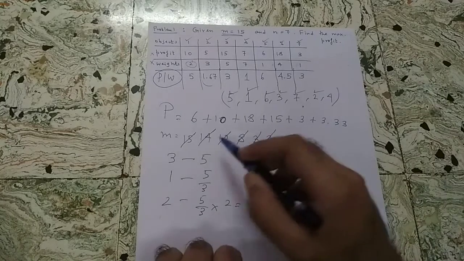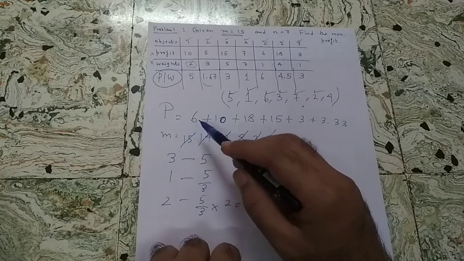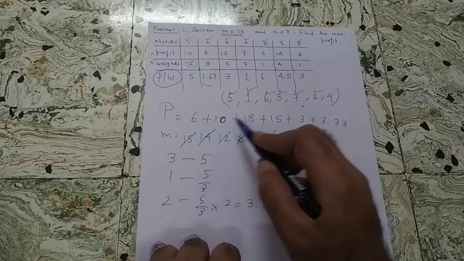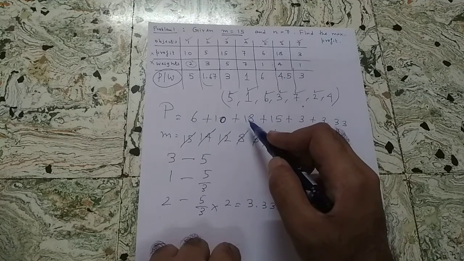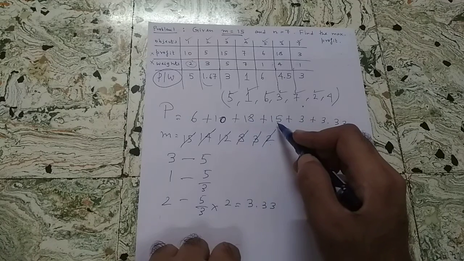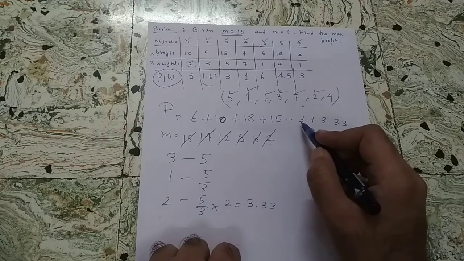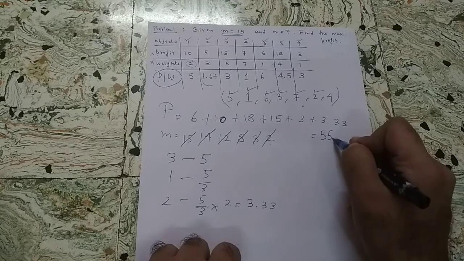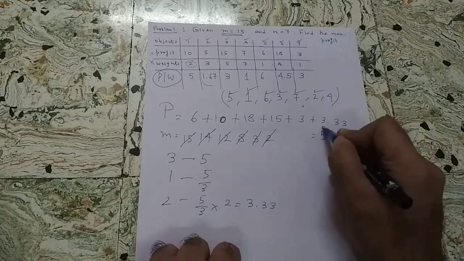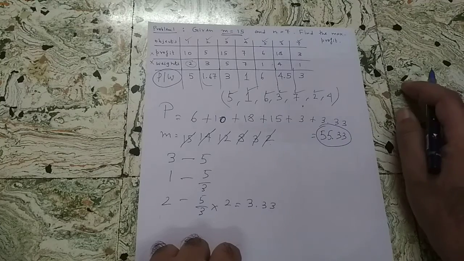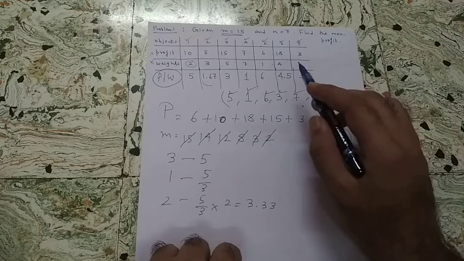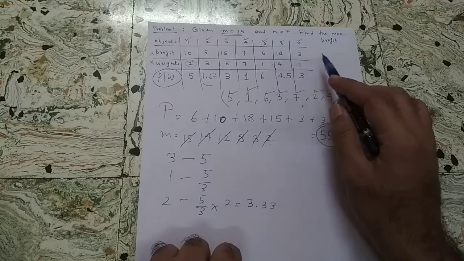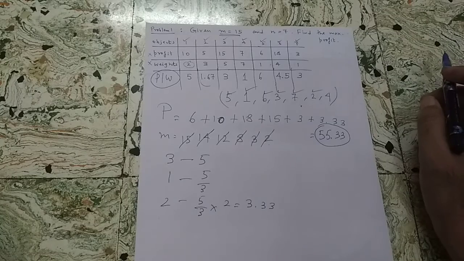Okay, so if we sum up these values, what should we get? We get 6 plus 10, 16, plus 18 comes out to be 34, plus 15 comes out to be 49, plus 3 comes out to be 52, plus 3.33 comes out to be 55.33. So this is the total profit that we get by applying the greedy knapsack or the fractional knapsack using the greedy approach. Okay, so I hope you have understood this.